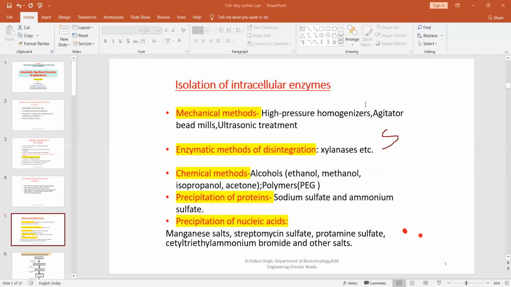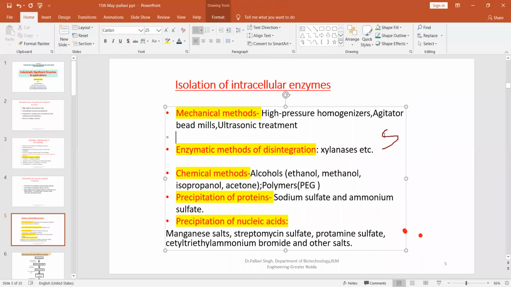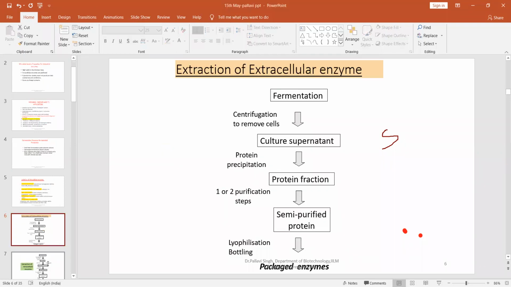I'll come to a detailed flow chart. This was only for intracellular, where the products are synthesized inside the cell. So this is my flow chart. That process which I just discussed was for my intracellular enzyme, this flowchart.